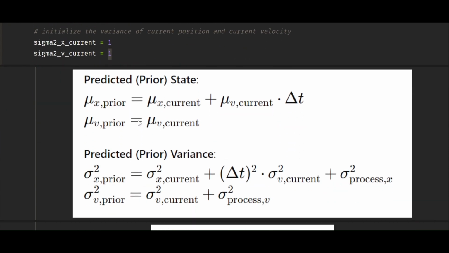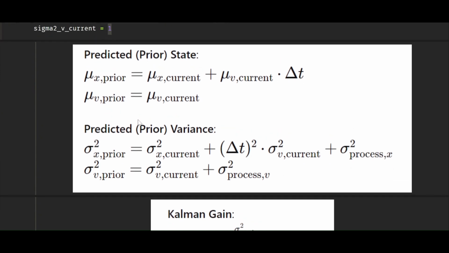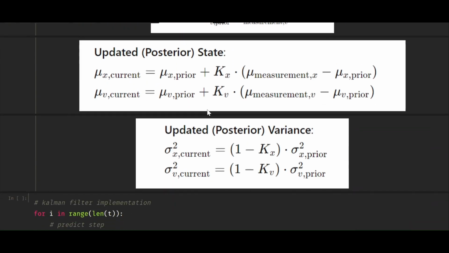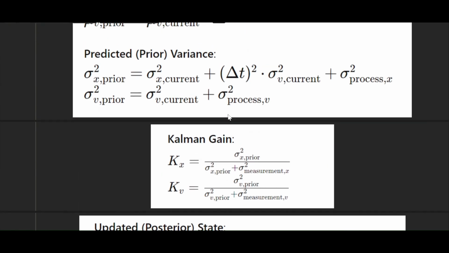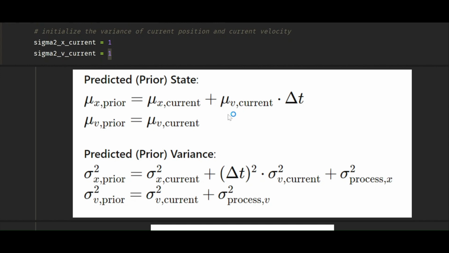Let's have a look at the Kalman filter equations. As we know, Kalman has two steps. One is the predict step, and the second is the update step, these three equations. In the predict step, this is prior to the radar measurement becoming available to us. So we have some initial estimate, which is represented by current, and we have to update this to arrive at the priors. As I mentioned earlier, X represents position and V represents velocity.